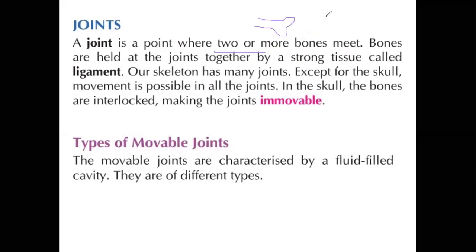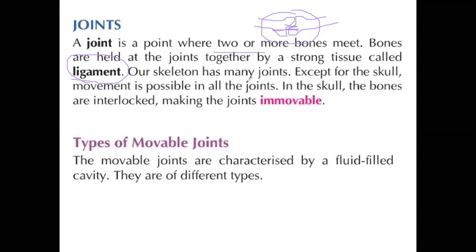It is one bone, and it is another bone. See this? The combination of the two bones joined together is what we call a joint. Bones are held together at the joints by a strong tissue called the ligament. So the two connected bones are connected with the help of the ligament, right?